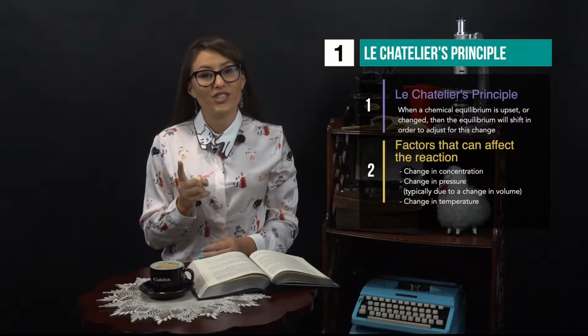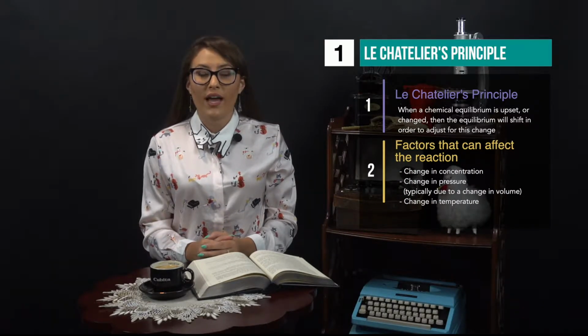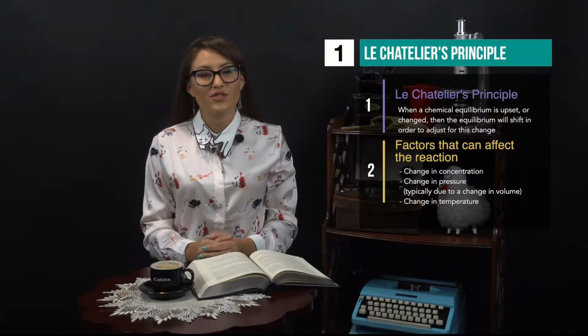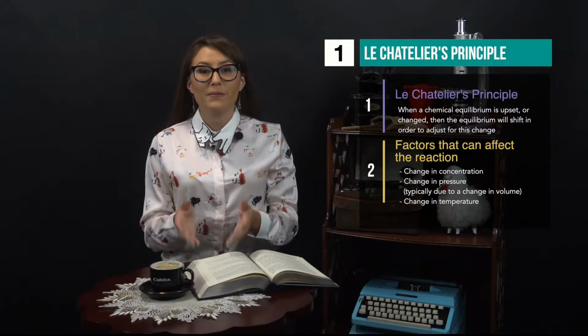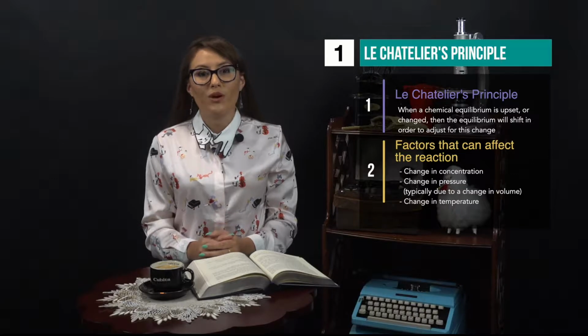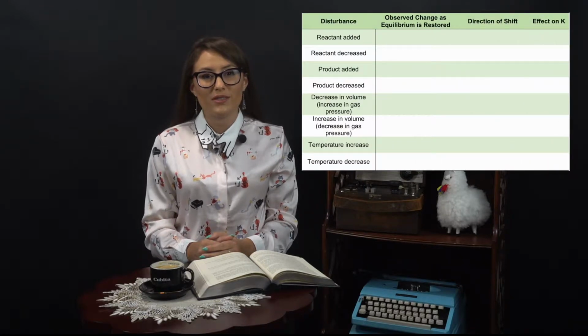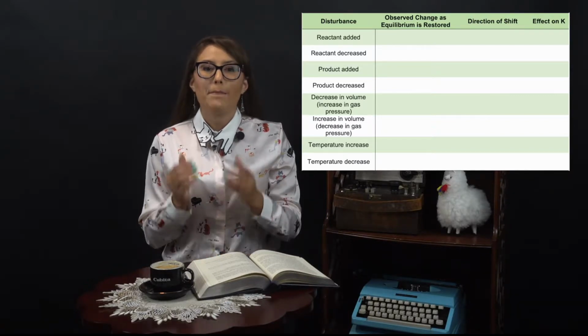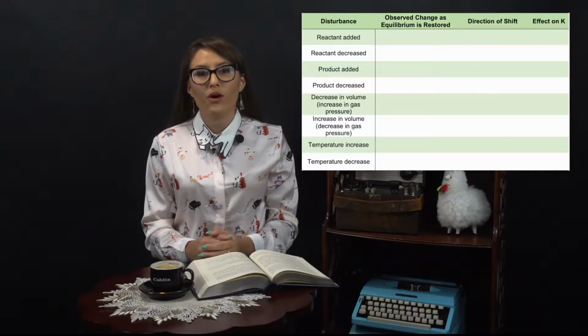Such factors that can change these conditions of a reaction include concentration, change in pressure, typically caused by a change in volume, or a change in temperature. As we go over this topic, we will be filling in the following table, including disturbance, observed change in equilibrium, how the reaction shifts, and the effect on K. Make sure as we go through each part, you are also writing them down for future reference.